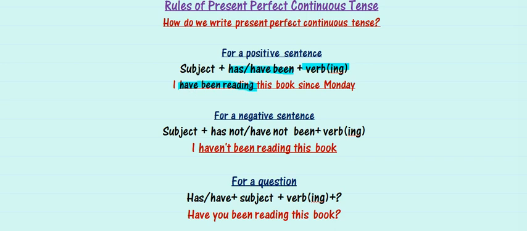Now let's see what will happen with the negative sentence. The negative sentence will also take the subject along with has or have as per the sentence, but not would be added before applying been.